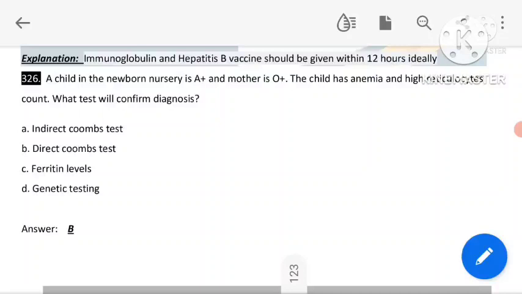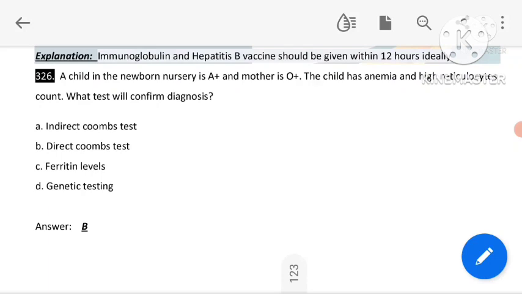Point number 326, a child in a newborn nursery is A positive, mother is O positive, child has anemia and high reticulocyte count, which test will confirm the diagnosis? It is a direct Coombs test. Direct Coombs test will confirm the diagnosis.